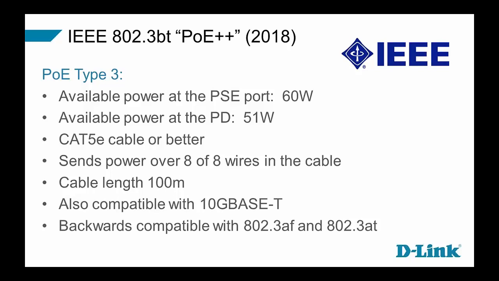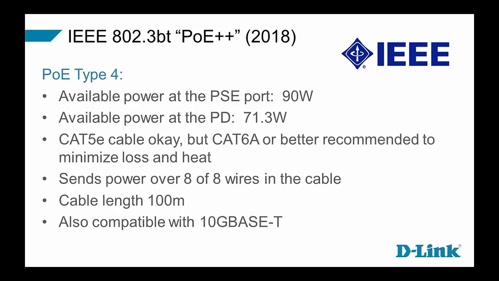And in this case now, we're using all 8 conductors in the cable. So we're using all 4 pairs to carry that DC power from the PSE to the PD. Cable lengths of 100 meters are still supported. And for the first time, we have a standard that supports PoE over 10GBASE-T, which is 10 gigabit over copper. And PoE Type 3 is backward compatible with both 802.3 AF and AT.